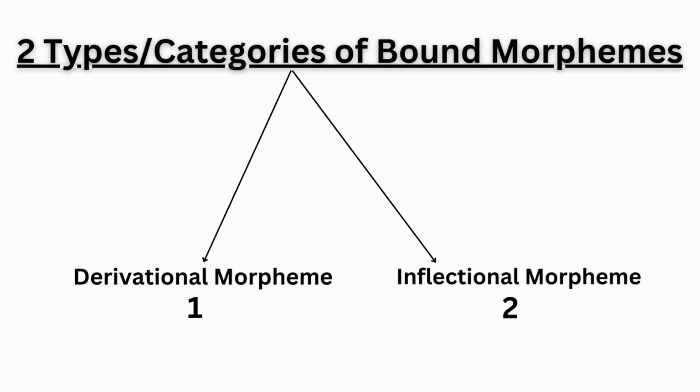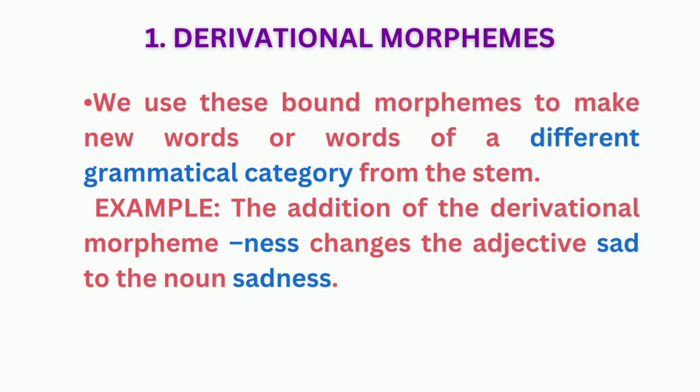Number one, derivational morphemes. We use these bound morphemes to make new words or words of a different grammatical category from the stem. Focus on the word that I have written in blue color. The addition of the derivational morpheme ness changes the adjective sad into a noun, sadness.